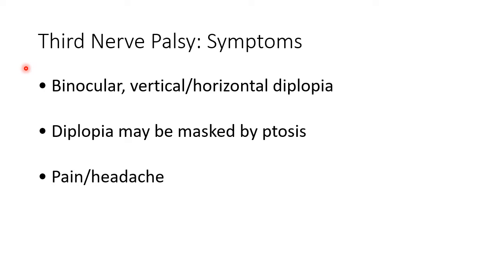So let's talk about 3rd nerve palsies. These produce binocular, vertical, mixed, and horizontal diplopia. The double vision may be masked by ptosis. That happens if the eye is completely down with ptosis, so you will only be able to look out of one of the eyes, and therefore you will mask the double vision. You should start to worry about compressive 3rd nerve palsies when there's associated headache and pain.